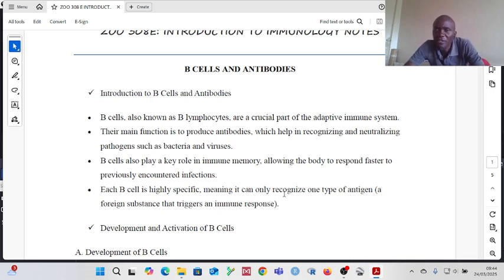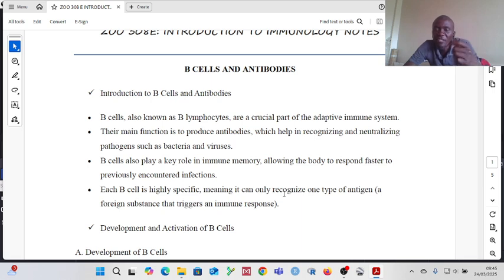So pathogens are things that will invade your body to cause disease. Such pathogens will include things like bacteria, viruses, and parasites. So apart from just producing antibodies, these B cells also play a role in creating what we call the immunological memory. Immunological memory is what allows your body to respond faster to an infection that your body has previously encountered.